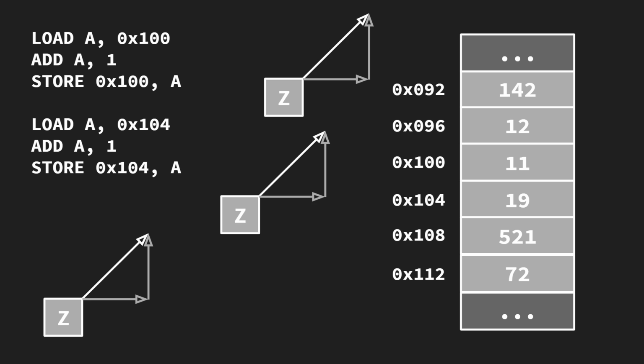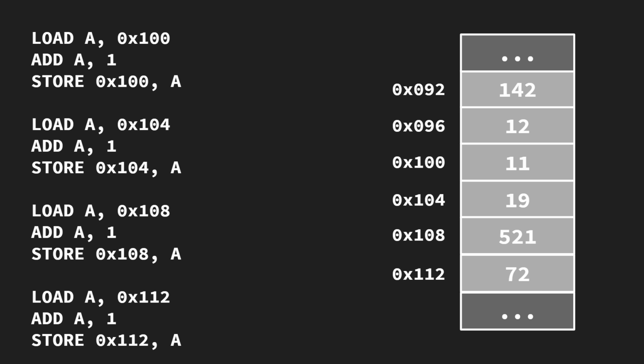Great. So we would then add another one. Here's one for 108 and 112. Again, we're reusing A. We're adding 1 to it, storing it, loading A, adding on to it, storing it. So do you see the problem here? We're loading into A a lot. We're doing a lot of loads. And we talked about last time, there's a way to optimize that.